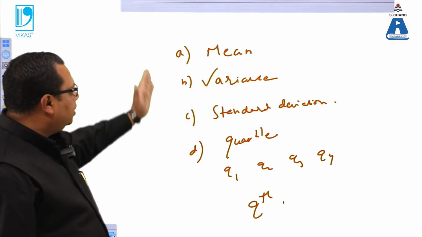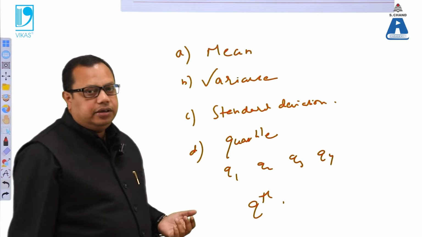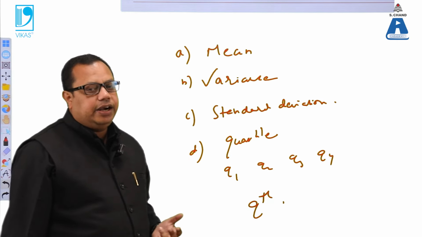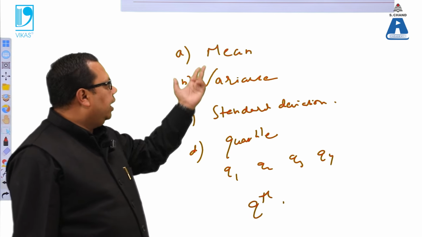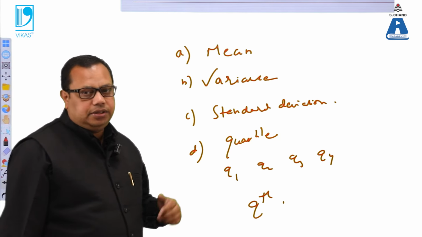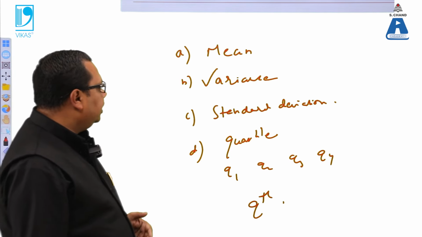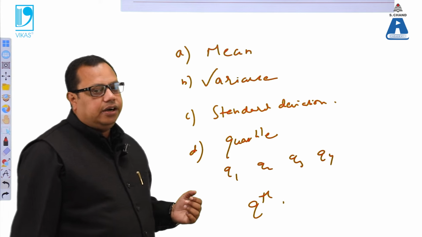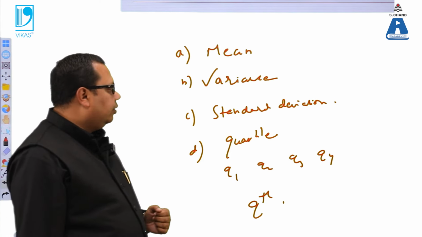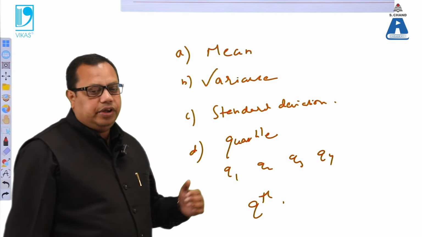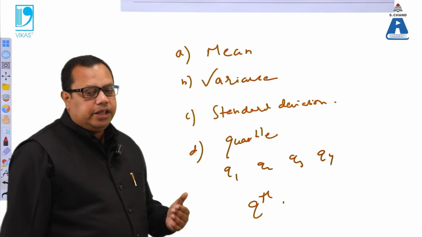These calculations are very easy, because we can see how easy it is to calculate the mean. We just add up all the data and divide by the number of terms. Once we have done that, we can easily calculate the variance, and once we have calculated the variance, we can do the standard deviation. Then we can calculate the quartile value, where we break the data into different categories.